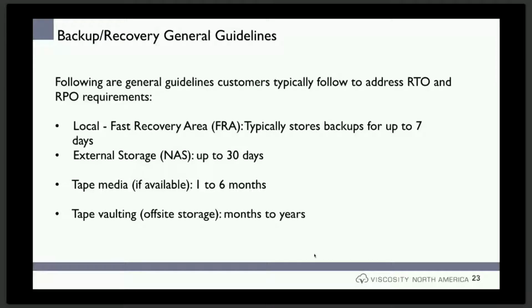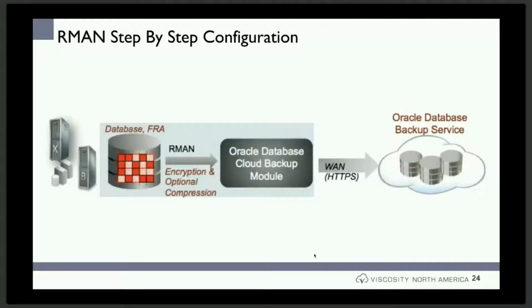So a typical backup strategy for a lot of companies is that they'll back up their databases to the FRA, and they'll keep 7 days of FRA on local disk, and they will back up 30 days, for example, to an NFS share, right? And they'll do up to 6 months to tape media, and then they'll vault, for like documents that they have to keep for compliance or any kind of reports, right, for years, and they'll put that to offsite storage.